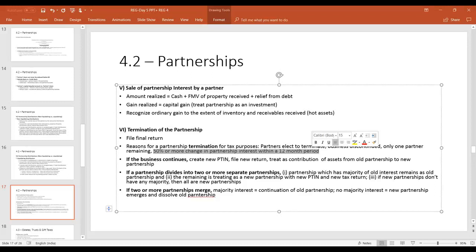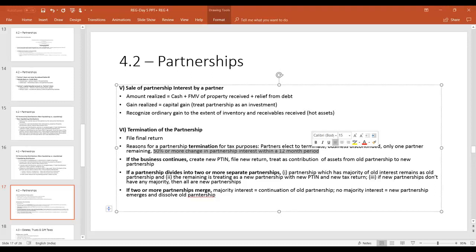Now, if the existing partnership divides into two or more separate partnerships, then what do you do? The partnership which has the majority of the old interest continues as the old partnership. The remaining would be treated as a new partnership, and they would file a new tax return. But if there is no majority in the new partnerships that have formed, they're all treated as new partnerships, and the old partnership is dissolved.